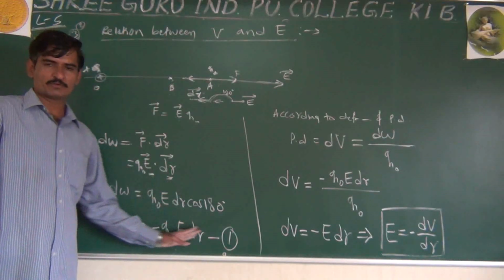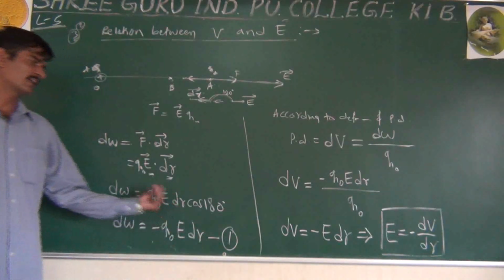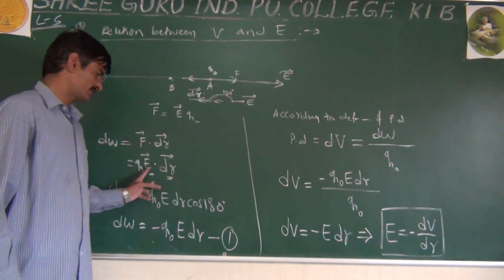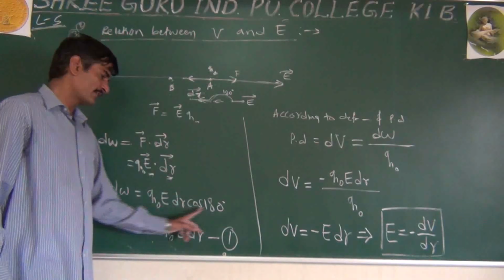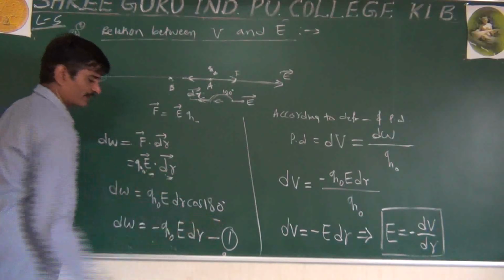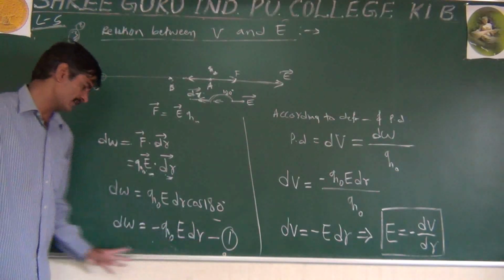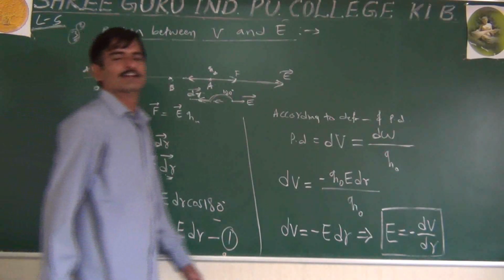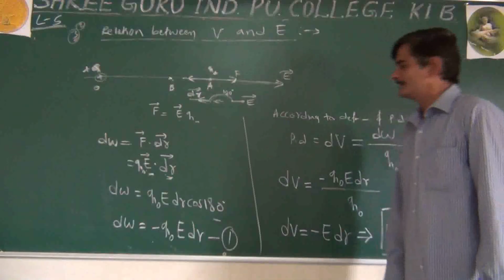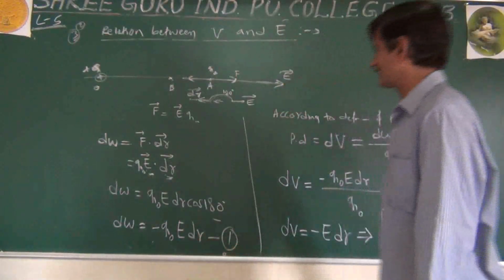Dot product means the product of magnitudes times the cos of the angle between the 2 vectors. This is a vector, this is a vector. The angle between these 2 vectors is 180 degrees, and cos of 180 degrees is minus 1. So dW is equal to minus Q naught E dr, which we have already written. Call this equation number 1.